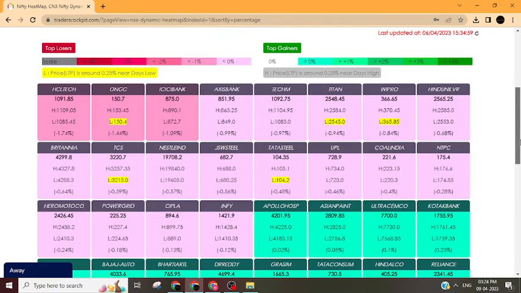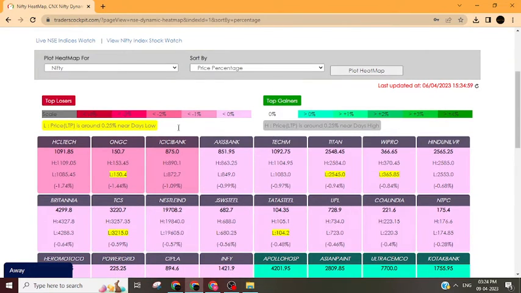Now we will understand what this yellow color coding and this gray color coding tells us. The yellow color coding tells us that, you can see when the market closed, the LTP of HCL Tech is 1091.85. And this is the day's high that it made and this is the day's low that it made. And at the end, you have the price percentage change. So if the LTP is around 0.25% nearer to the day's low, you would see the yellow color coding in this HCL stock.